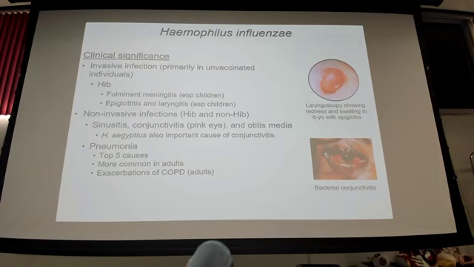Be familiar with the very common non-invasive infections that you can get from both serotype B as well as other serotypes of Haemophilus influenzae. The upper respiratory tract infections and other infections of the eyes and ears are common. Invasive infections, children are oftentimes impacted, and this is why we developed that vaccine against serotype B. To prevent meningitis, this is one of the big six. Epiglottitis and laryngitis, pneumonia.